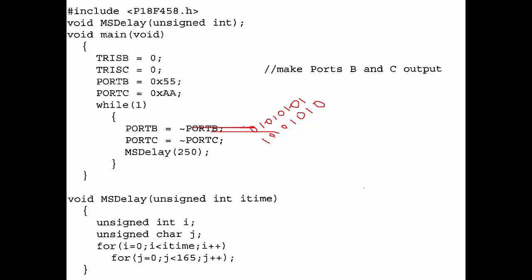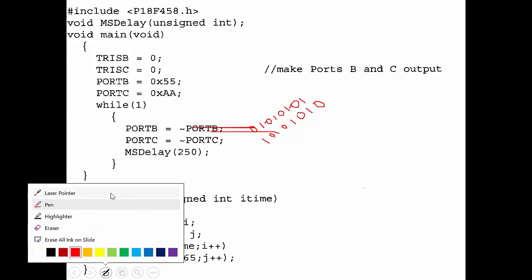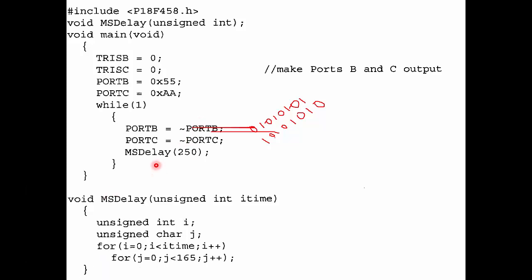So now port B is getting toggled by providing this inverting symbol. So this is your inverting symbol. Similarly, port C is also getting inverted. So what is the value in port C? That is AA. That is 10. This is the value 1010 1010.